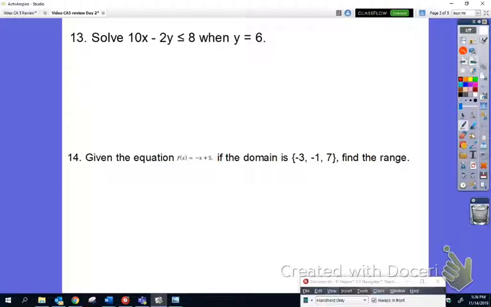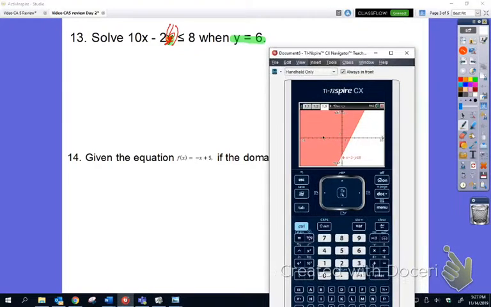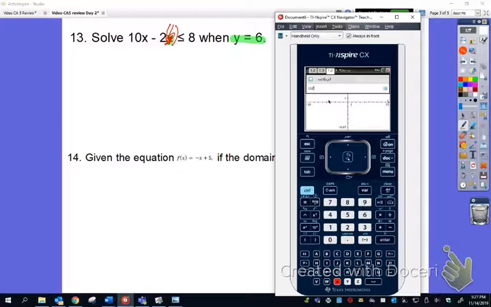All right, number 13. So it says you want to solve when y is 6. So remember, wherever y is, you're going to replace it, parentheses 6. Now the nice thing about this is that you can put it on your calculator just like that. So control dot, go to 2, delete 6. So you're going to say 10x, and then minus 2, parentheses 6. So make sure you do that whole thing, and then control equal, which is less than or equal to 8.